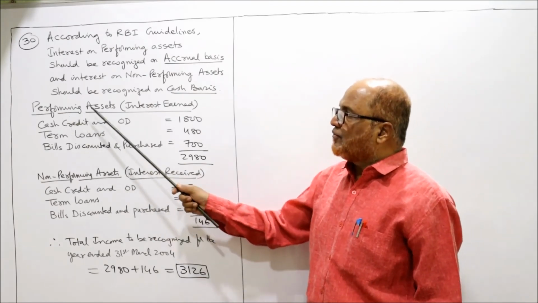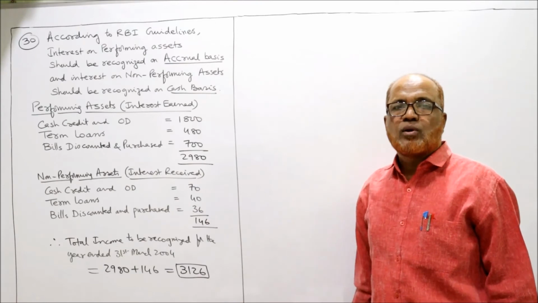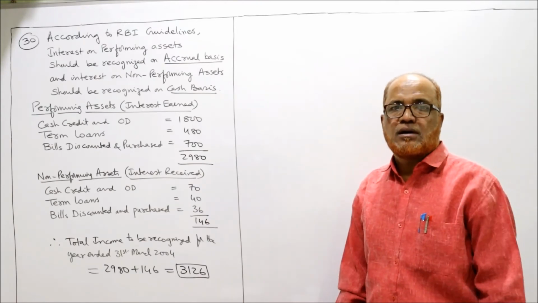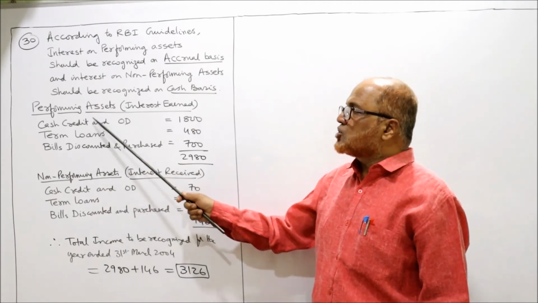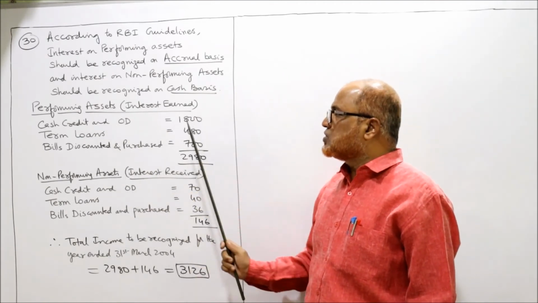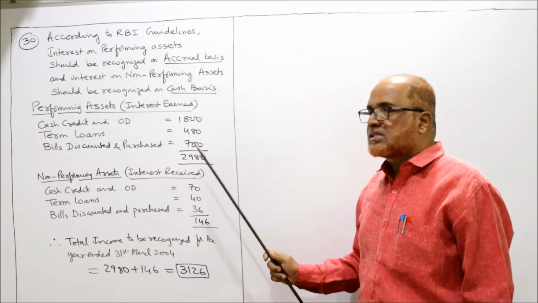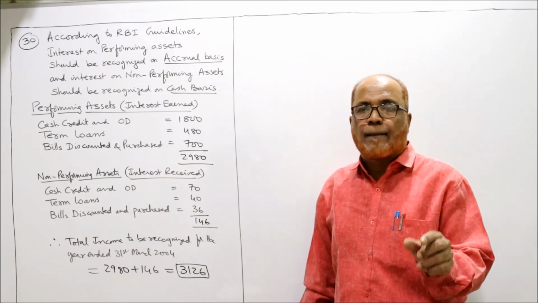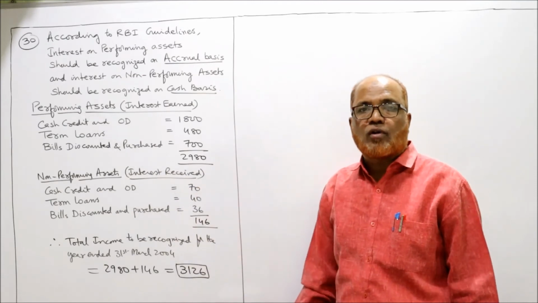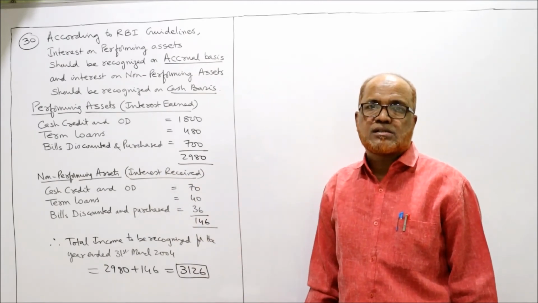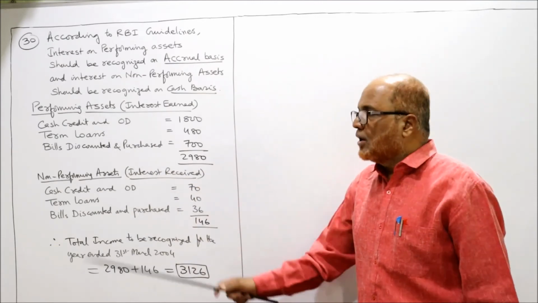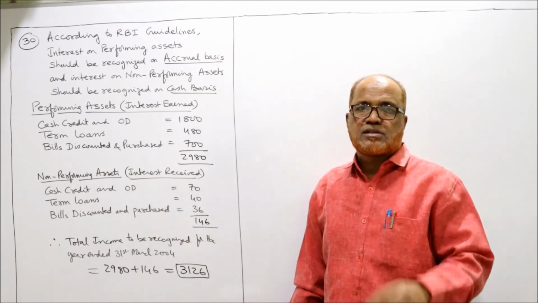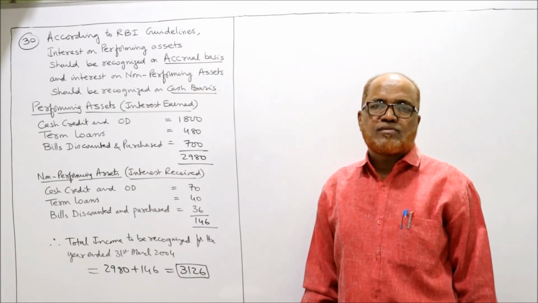Now first I am taking performing assets. The performing assets we have to recognize according to accrual basis or earned basis. So here cash credit and overdraft 1800, term loans 480, bills discounted and purchased 700. Total 2980 should be recognized as the income from performing assets. On what basis? Earned basis, accrual basis. Non-performing asset, interest received basis, cash basis. Cash basis we have to take.